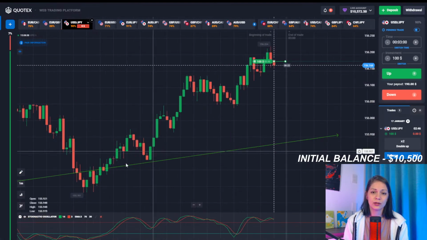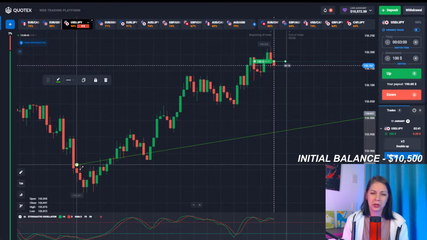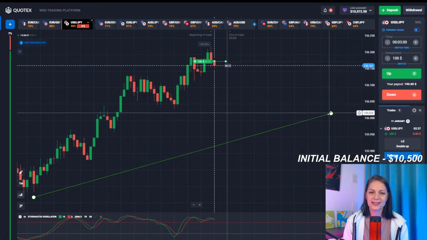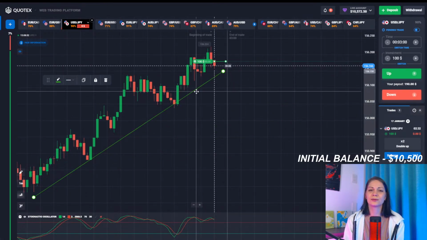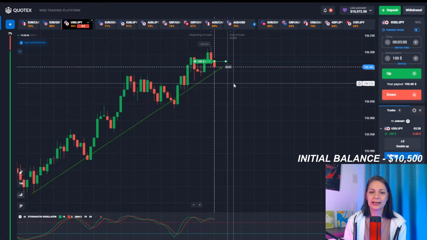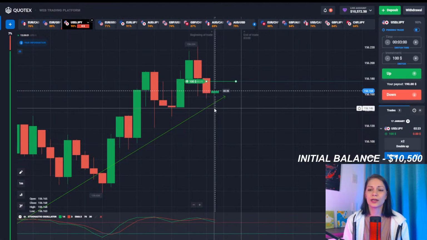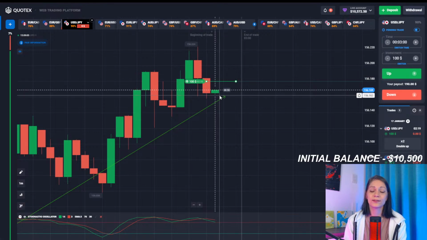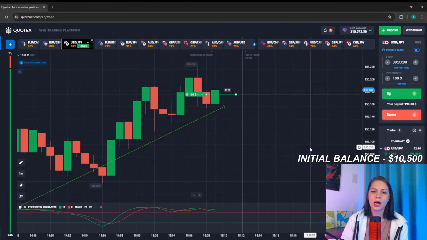Let me give you the visual. So we see that connecting our price minimums, we see an obvious trend line that the price follows. And from this trend line, we are entering into our deal for an uptrend. So after this pullback, there is supposed to be a rise of the price.